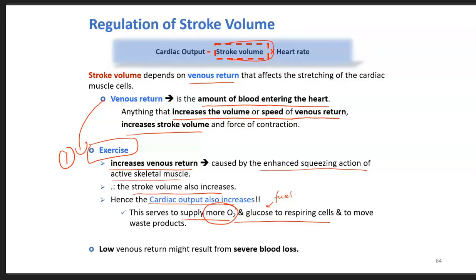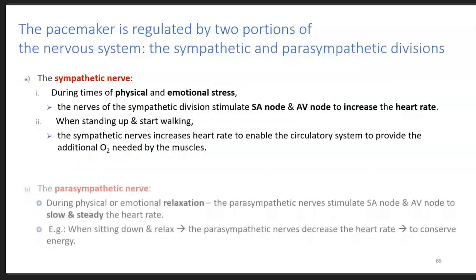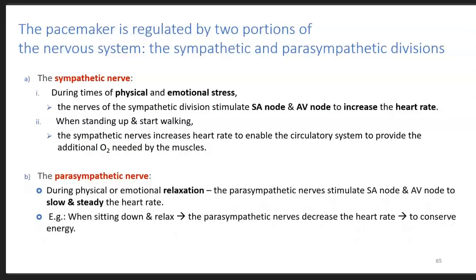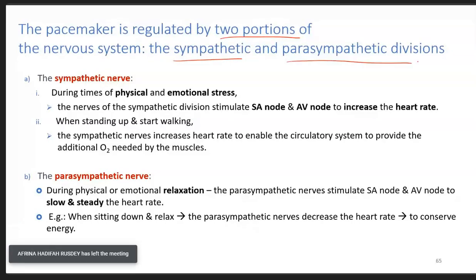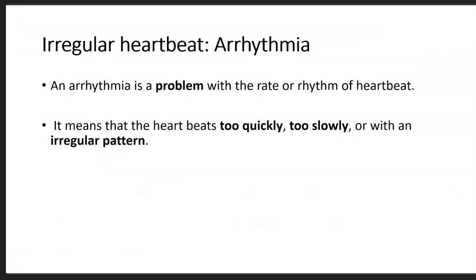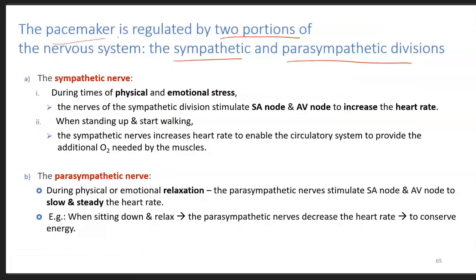Okay, so next, the pacemaker is regulated by two portions of the nervous system. So the nervous system has two divisions, which are the sympathetic division and the parasympathetic division. Okay, so that is the nervous system. So the pacemaker is regulated by two portions of the nervous system.